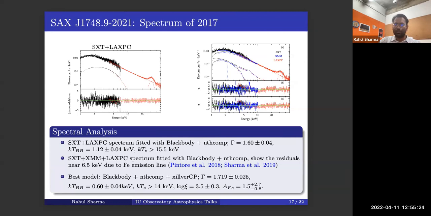So if we use the xillver component, then we can know about some properties of the disk, that is ionization properties and the iron abundance. The iron abundance is well consistent with the solar abundance, and we found the ionization of the disk is around 3.5.